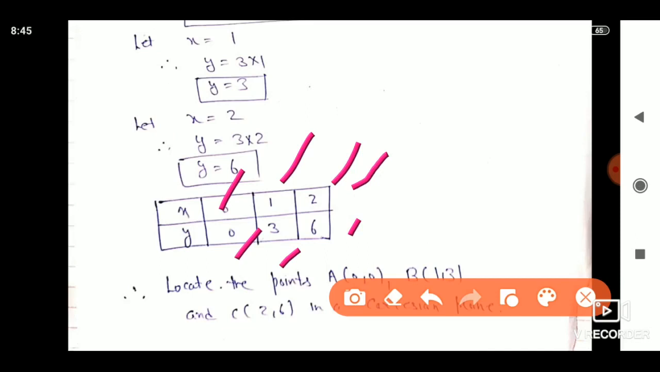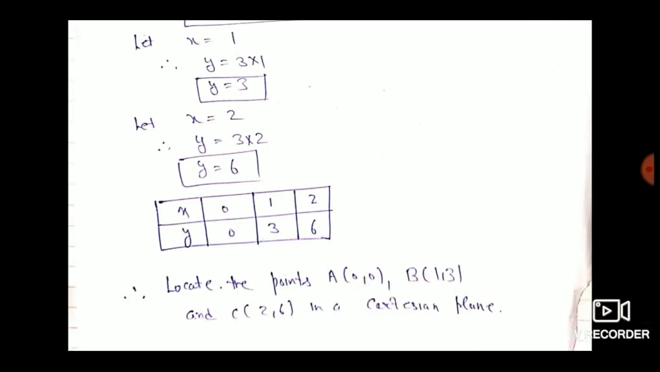Now these 3 points represent the points of the given equation. Let us name the first point A, coordinates of the point are 0, 0, B is 1, 3, and C is 2, 6. Now the next step is to represent these 3 points on the Cartesian plane.